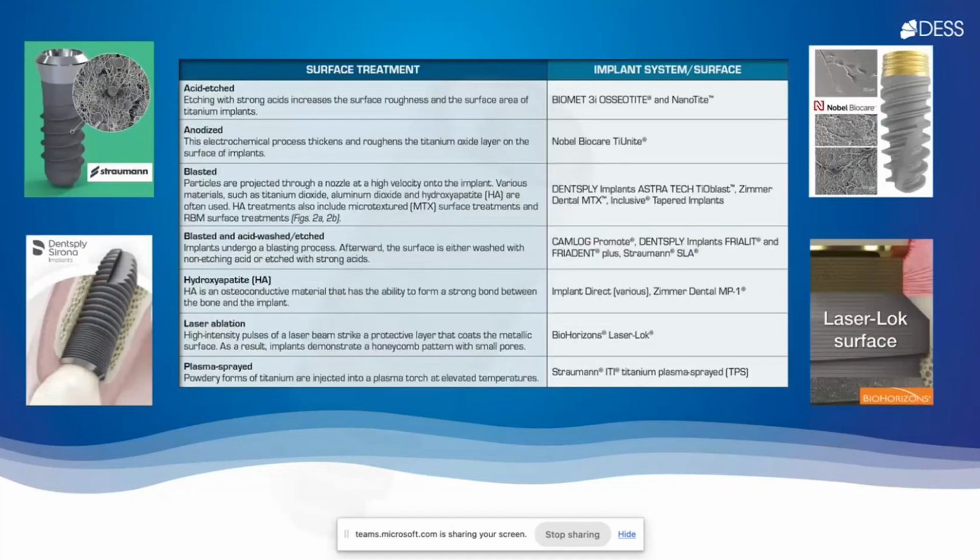Other than SLA, there are several surface treatments like anodization by Nobel Biocare, and another technique, the Laser-Lok by BioHorizons. We have titanium plasma spray by Straumann as well. We have fluoride application by Astra. With all of these techniques or surface treatments, the aim is to improve the osseointegration.